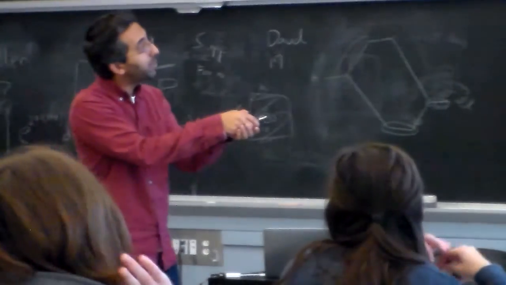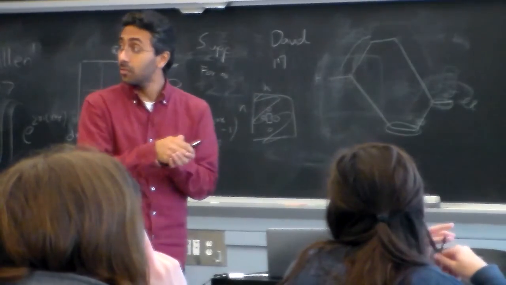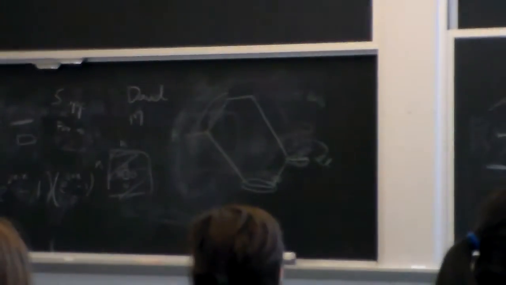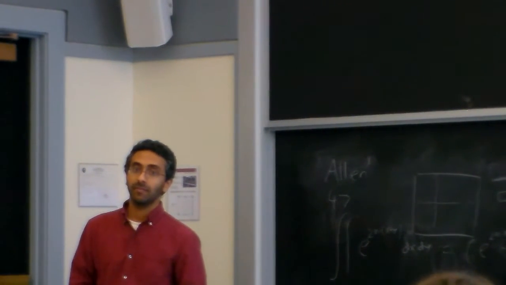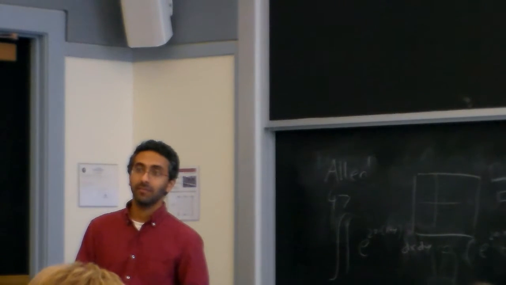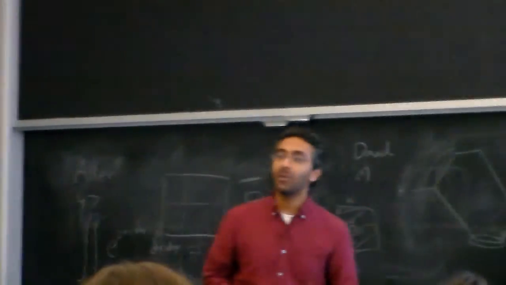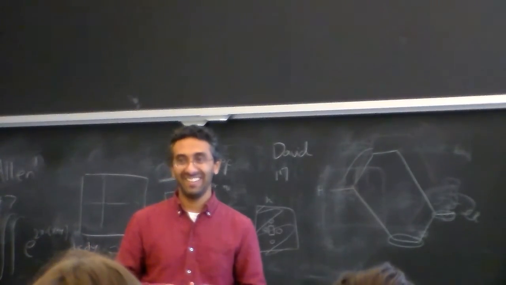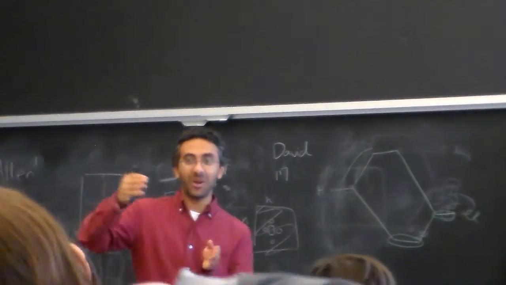It's just that we have 2+ overall, and all of the ligands are neutral, and as a result, that charge is carried by the transition metal center. So this is a cobalt 2+ center. How many d electrons are there in a cobalt 2+ center? Where is cobalt in the periodic table? The D block. It is in the D block. But more importantly, how far to the right is it in the D block?